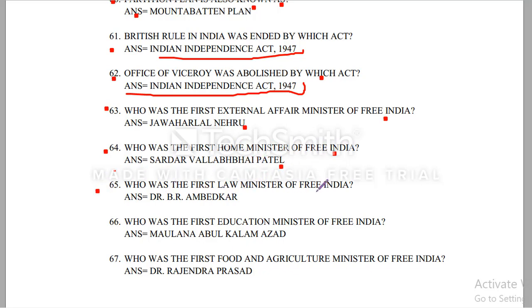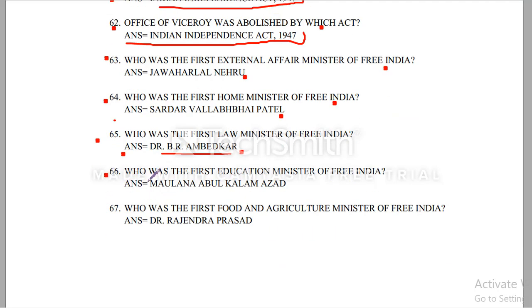Next question. Who was the first Law Minister of Free India? Answer is Dr. B.R. Ambedkar. Next question. Who was the first Education Minister of Free India? Answer is Maulana Abul Kalam Azad. Next question 67. It is the last question of this video. Who was the first Food and Agriculture Minister of Free India? Answer is Dr. Rajendra Prasad.